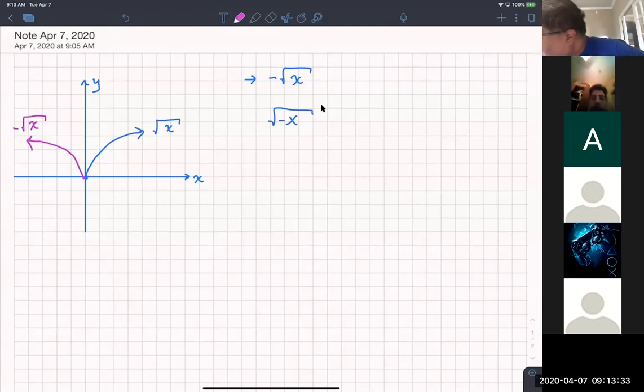I'm sorry, no, why? My brain is not working this morning. I've not had a coffee yet. It flips it across the x-axis.